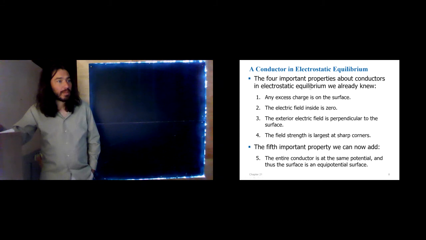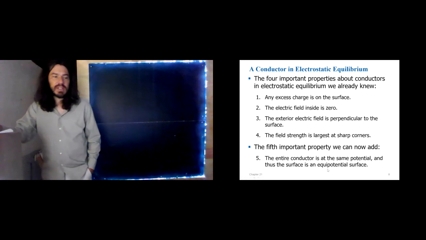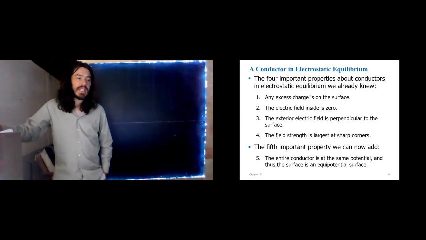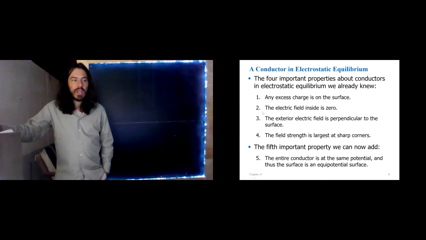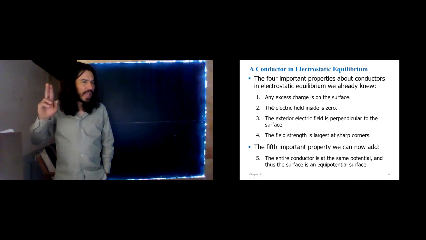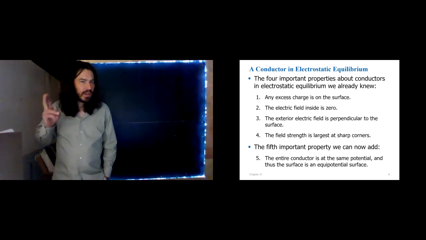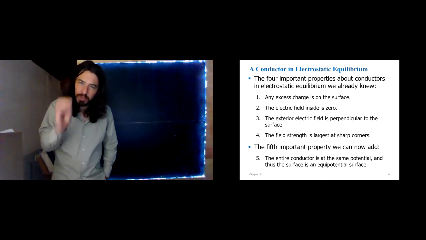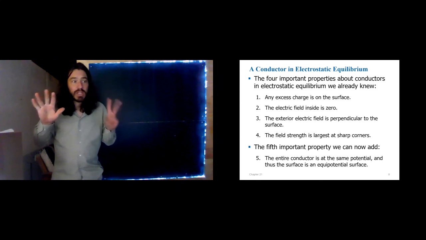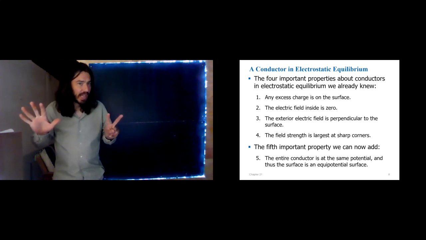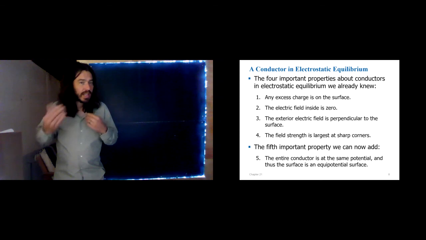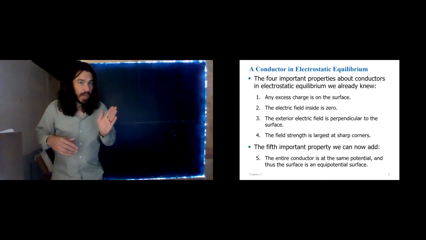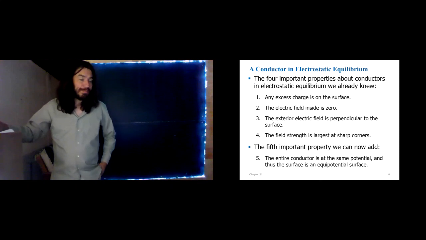Now we can add a fifth important property about conductors, and that is that the entire conductor is at the same potential. And thus the surface is an equipotential surface. Now, it's important, I think, to add this to the list, but notice that we could have deduced that because we know that the electric field inside a conductor is zero. And an electric field points straight downhill. It points from high potential to low potential. If there is no electric field, then there is no change in potential. So, point 5 and point 2 are really the same thing if we're convinced that electric field and potential are two sides of the same coin. And hopefully you are.